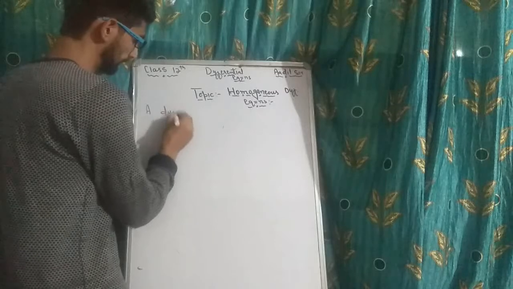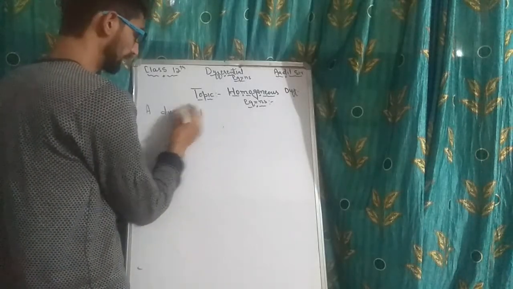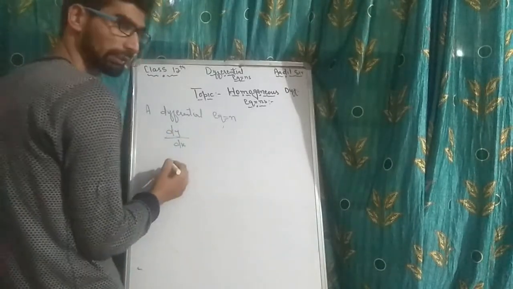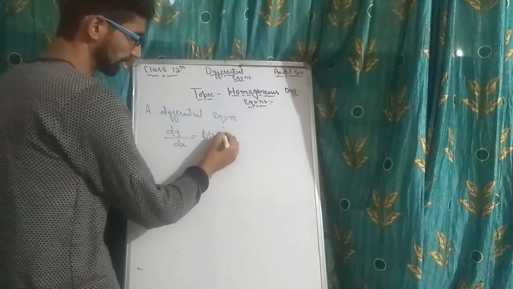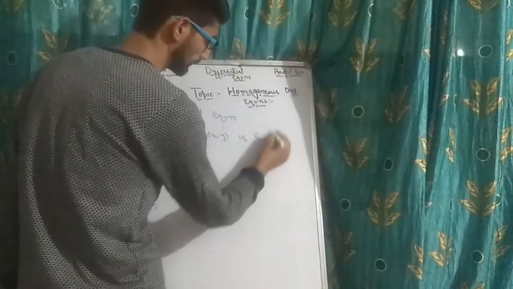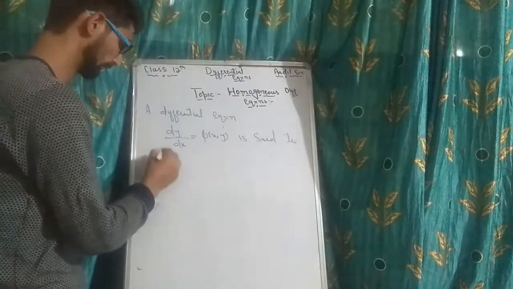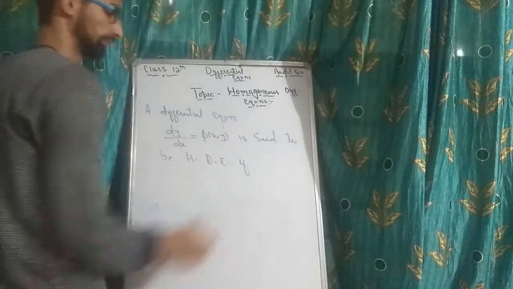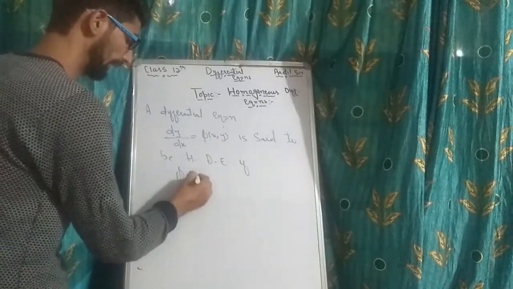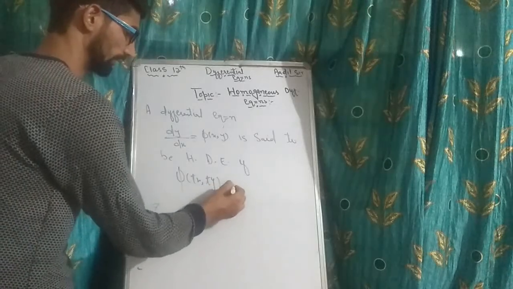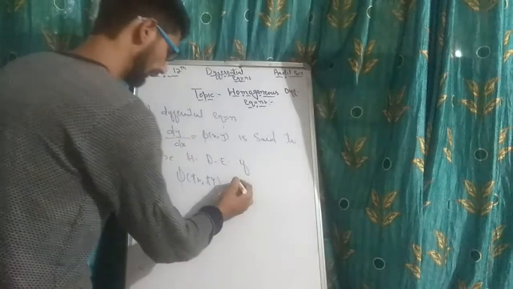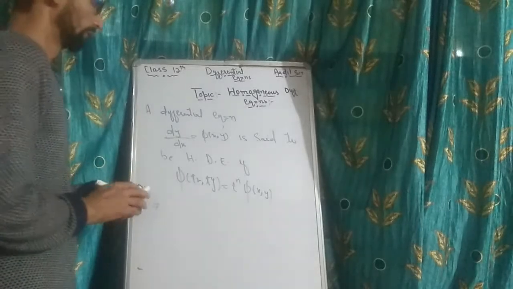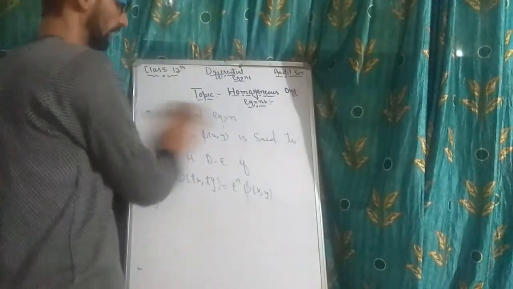A differential equation dy by dx equals phi of x, y is said to be a homogeneous differential equation if phi of tx, ty equals t to the n phi of x, y. So this is easy. Now you write down some examples and after that we will conclude.